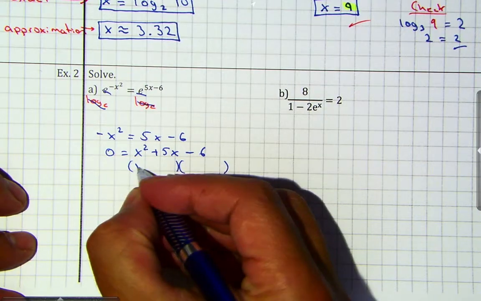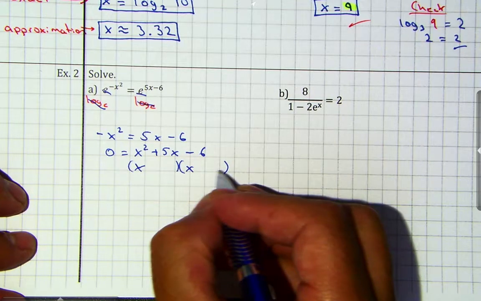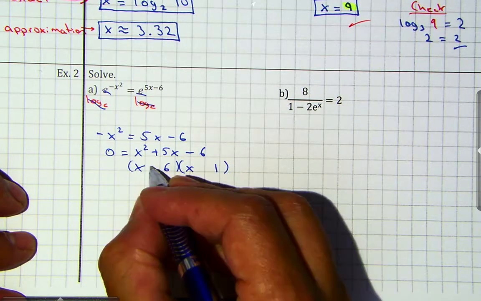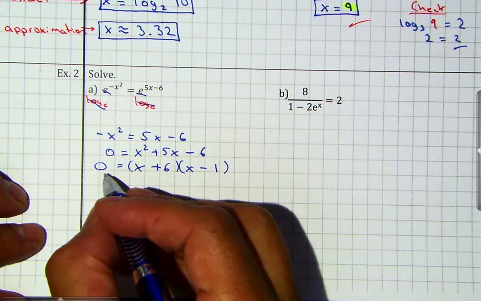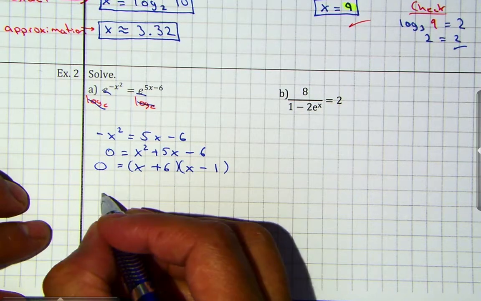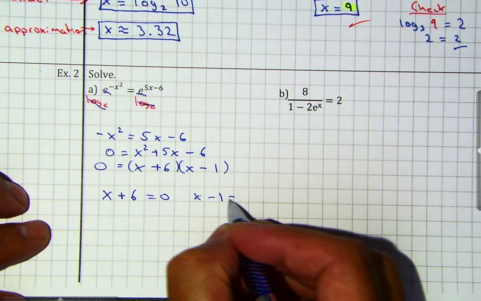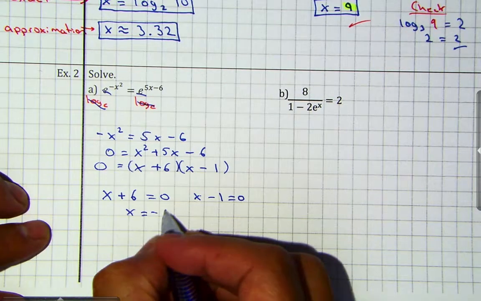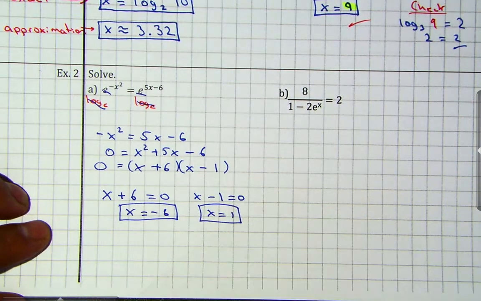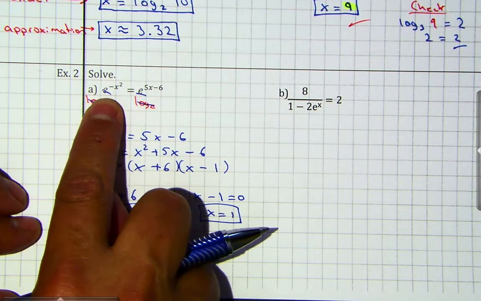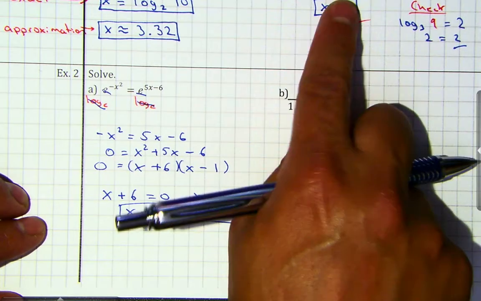Factors of x squared gives me x and x. Factors of 6 will be 3 and 2 or 6 and 1. So 6 and 1 with different signs will be a positive 6 and a negative 1. And now, since they're multiplying and they're equal to 0, my zero product property tells me that either x plus 6 equals 0 or x minus 1 equals 0. So therefore, x equals negative 6 or x equals 1. Now, we started with an exponential function, so there are no extraneous solutions when we're working with exponential functions, only when we're working with logs.